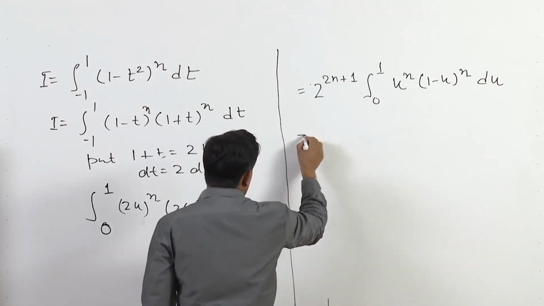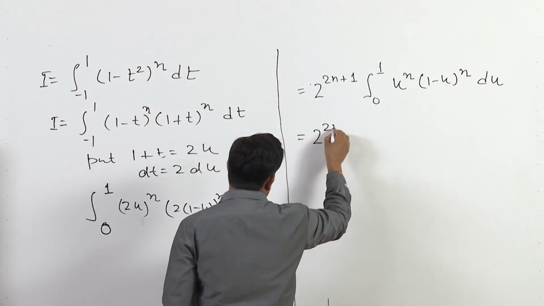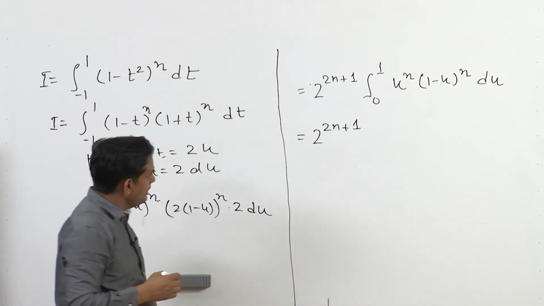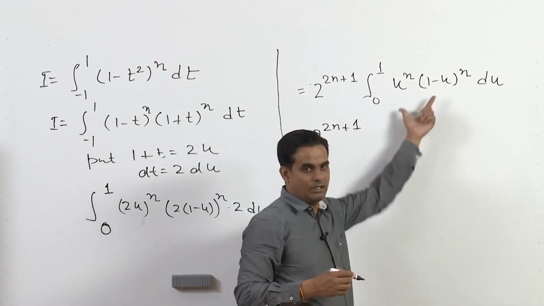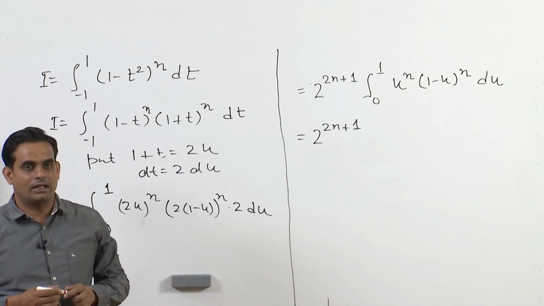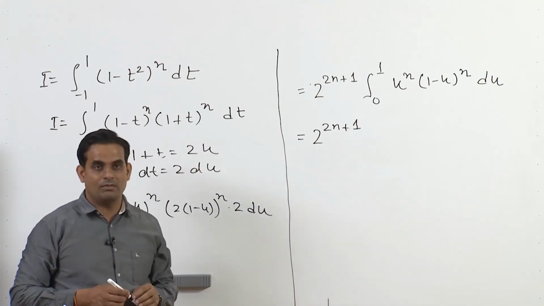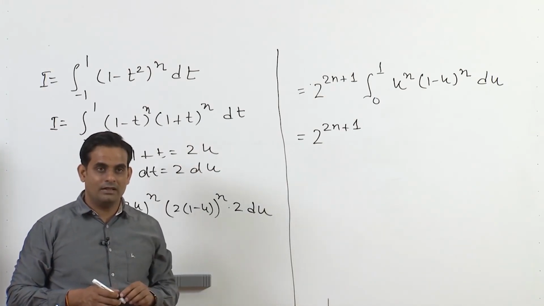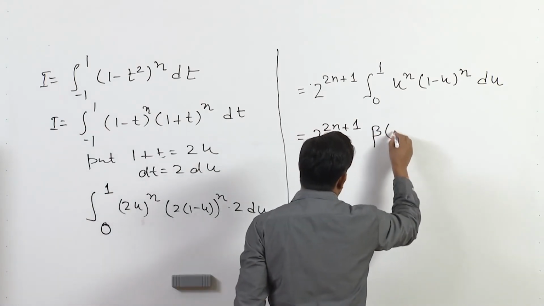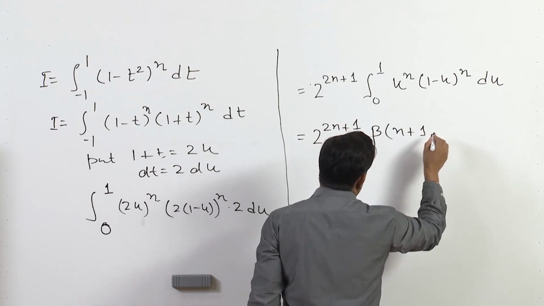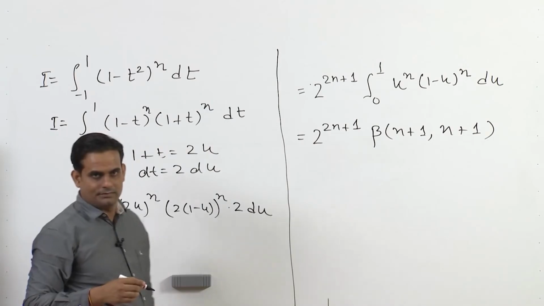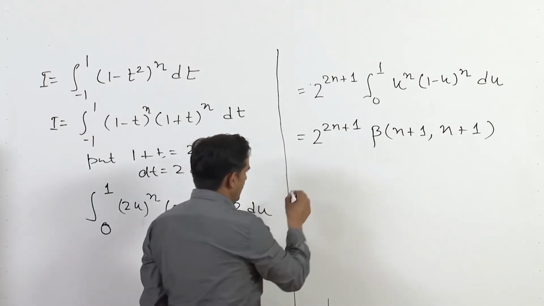Now, this thing equals 2 raised to power 2n plus 1. And then see this particular integral, we can equate it with the definition of the beta function. So, it will become beta of n plus 1, n plus 1, where n is a positive integer.